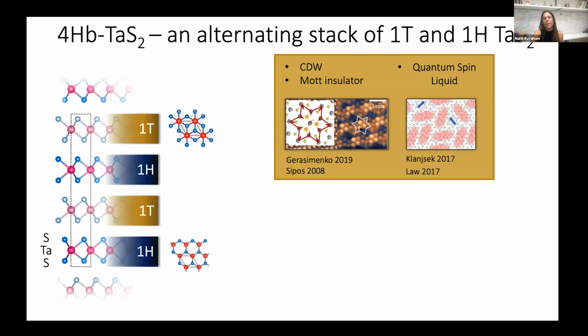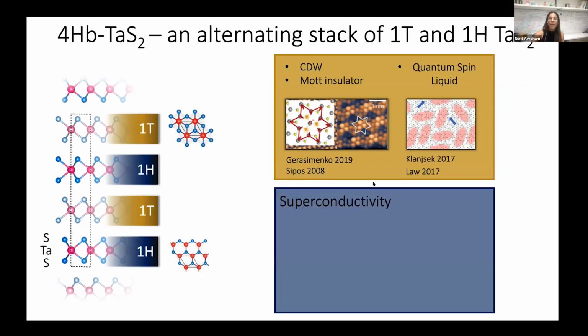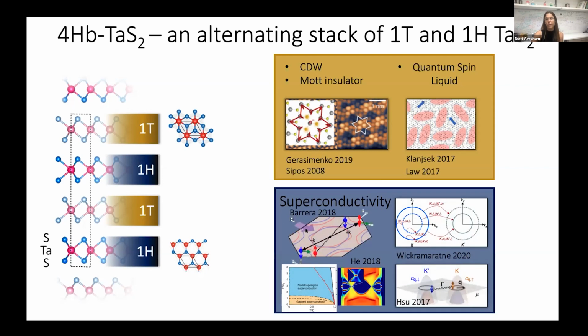And these have been shown by many groups with scanning tunneling microscopy. And it is known for showing Mott-insulating behavior with no magnetic order. And recently, the ground state has been suggested to form a quantum spin liquid. And then we have the 1H layer, which is known for its Ising superconductivity.